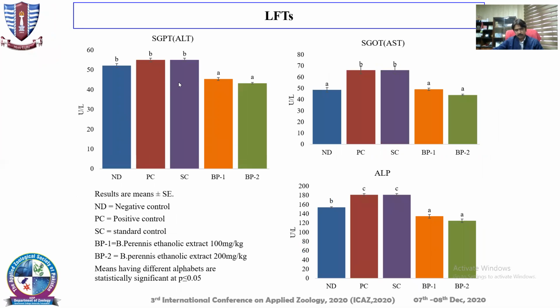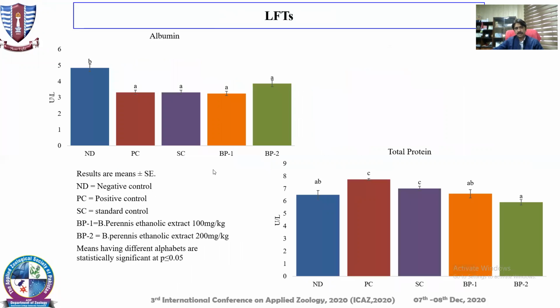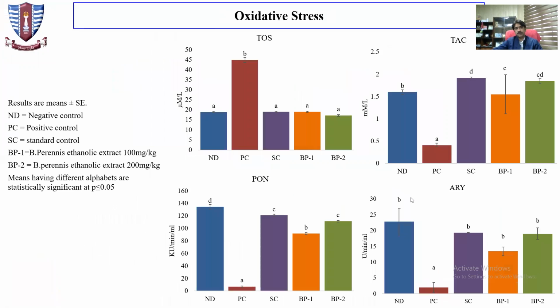If we talk about the LFTs, ALT and AST were significantly reduced in the ethanolic extract treated groups. Alkaline phosphatase was also significantly reduced. That reduction was in comparison to the positive control and the standard drug control group. Albumin was also significantly decreased in all the groups as compared to the negative control, and the total protein was increased in the standard control group and the positive control group.